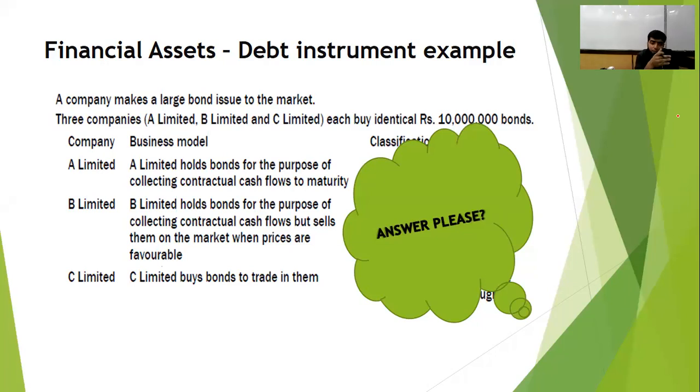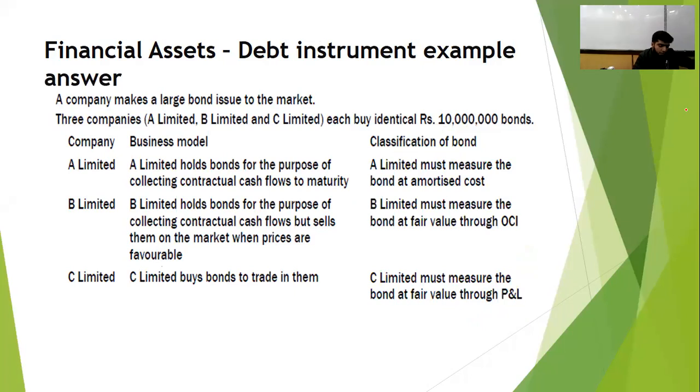B Limited will recognize this investment as fair value through OCI, and C Limited will recognize this investment as fair value through P&L, as their clear intention is to sell this investment. So let's check out the answer. The correct answer is: A Limited will measure the bond at amortized cost, B Limited must measure the bond at fair value through OCI, and C Limited will measure the bond at fair value through P&L.